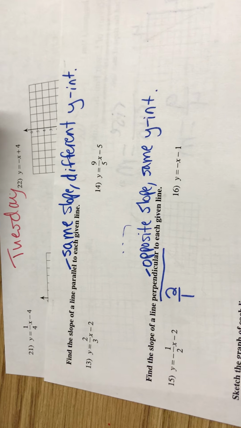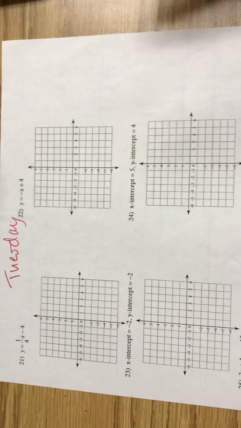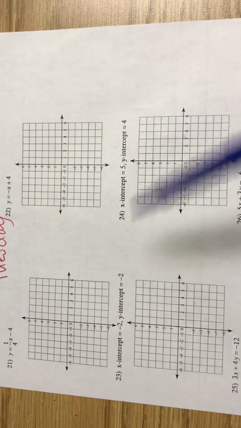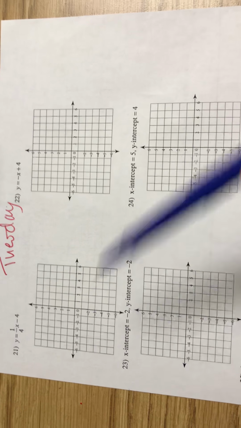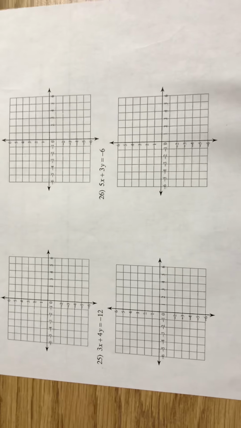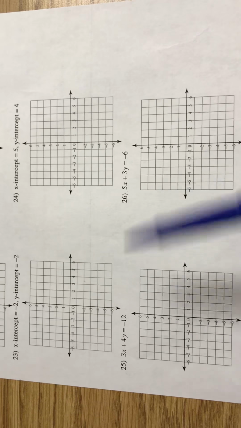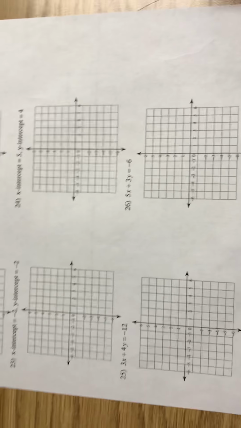The rest of these I think you'll be able to get. Let me look at this back page really quick. These are the same concepts, just graphing equations. For these, you put the coordinates at the x-intercept and y-intercept, and then connect the line. And for these, you need to turn the equation into slope-intercept form. That would be helpful.